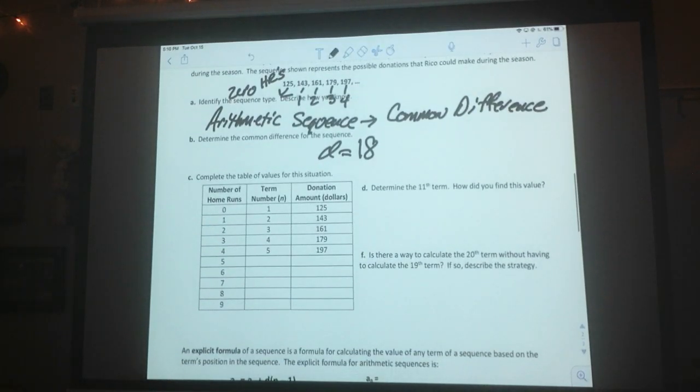So here we go. Letter C. Fill out or complete the table of values for this situation. Go ahead and put me on pause and fill out your table right now. I'm going to go ahead and do it as well. As soon as you hit pause, it should be ready to go. All right. Pause me now.